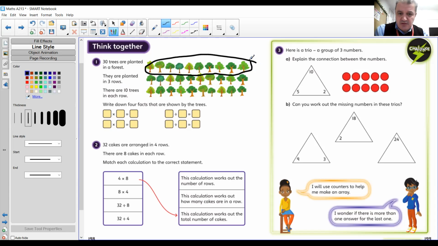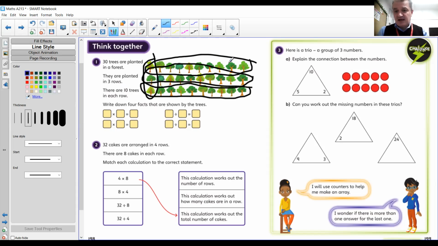How many in this row? And then how many rows? Yeah. Number of groups, and then number in the group. And the number of groups is 3. The number of trees in the group is 10. So 3 times 10. We can also look at it the other way, looking at the columns. How many would be in this group? How many groups would we have? Okay, that commutative law coming into effect again. 10 times 3 is the same as 3 times 10.